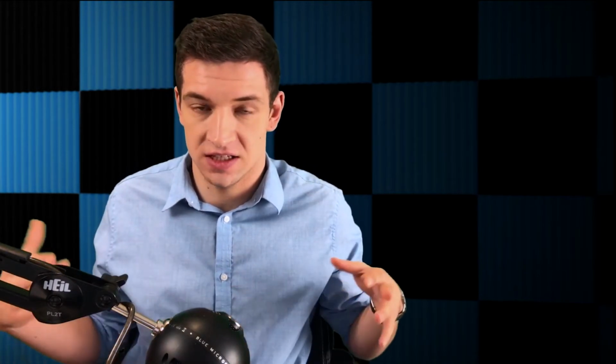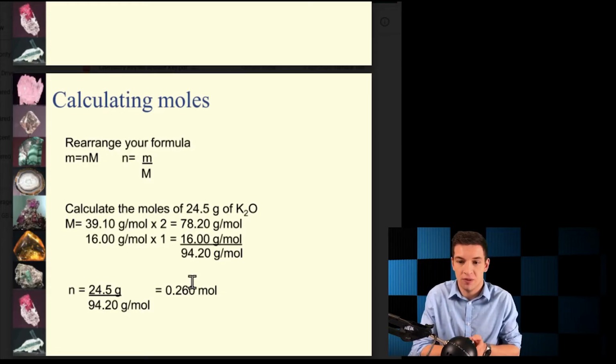Now, if we wanted to find how many moles are in 24.5 grams of K2O, we would simply grab the mass of the compound altogether, so that's 24.5 grams, and divide it by the molar mass, so that's 94.2. So if you go 24.5 divided by 94.2, we find that 24.5 grams of K2O actually consists of 0.26 moles.